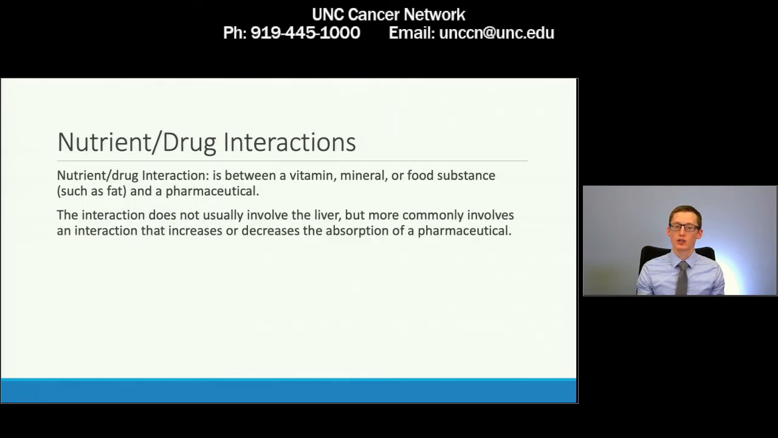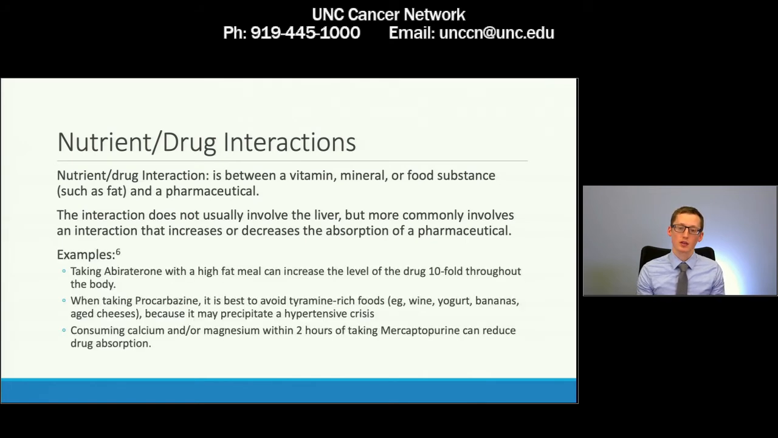Okay, then I'm going to move into talking about nutrient-drug interactions. So a nutrient-drug interaction is between a vitamin, a mineral, or a food substance such as fat, and a pharmaceutical. The interaction doesn't always involve the liver, but more commonly involves an interaction that can increase or decrease the absorption of a pharmaceutical. So here are some examples that I pulled from the literature.